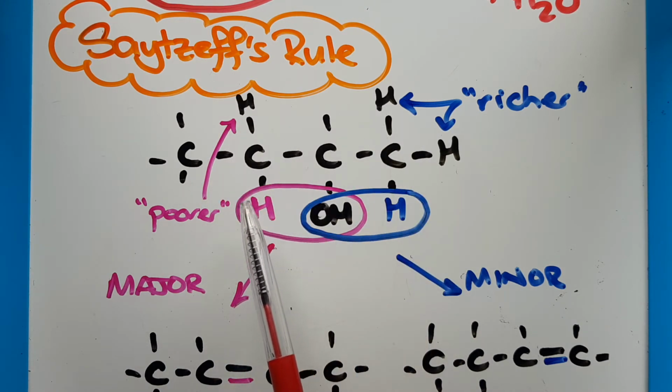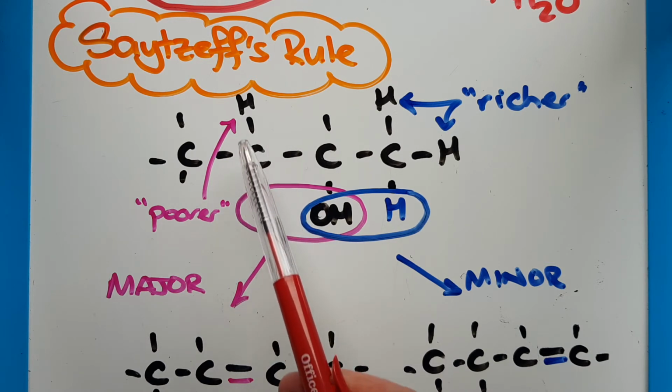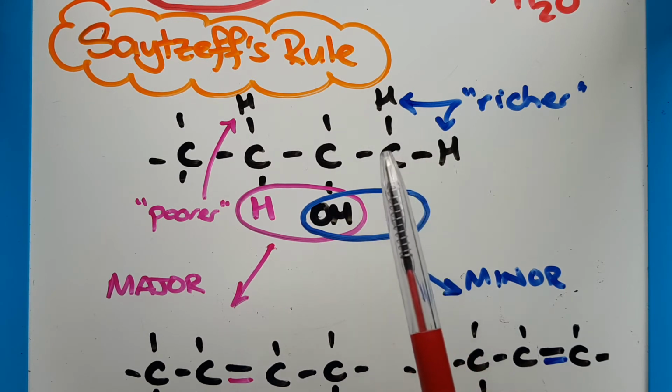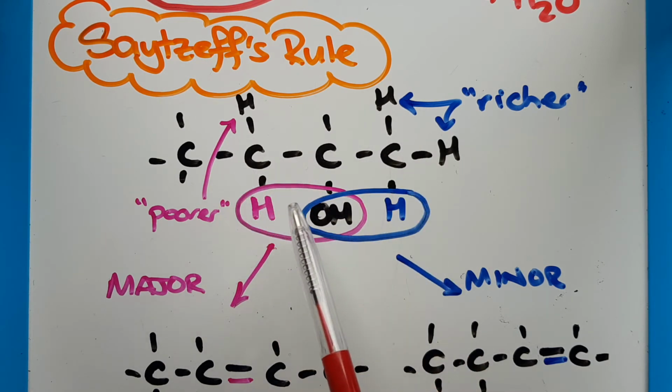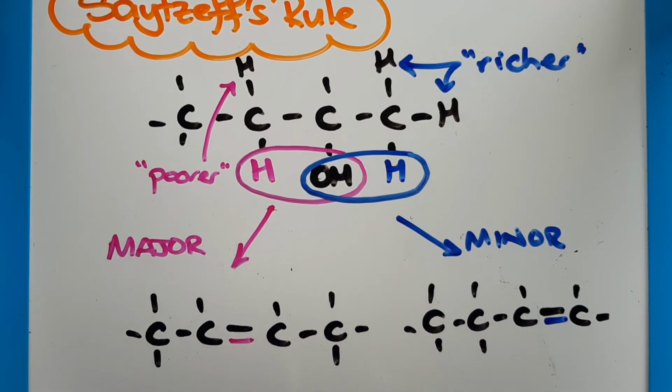So the pink hydrogen's carbon is poorer with only 1, 2 there. This one's got 1, 2, 3, so two others. So this one being poorer, it's more likely this hydrogen is going to be removed rather than this one. So we end up with a major and a minor product.